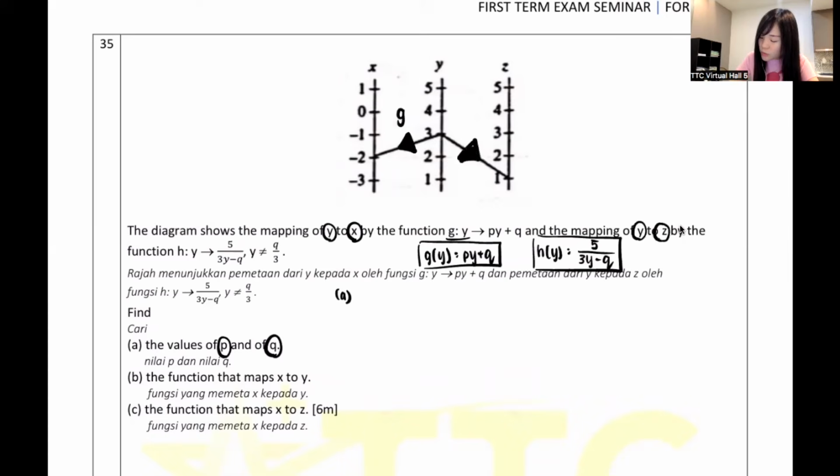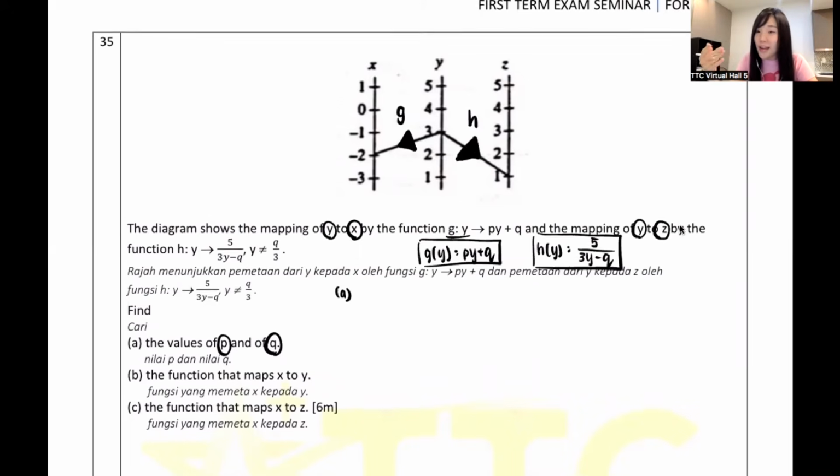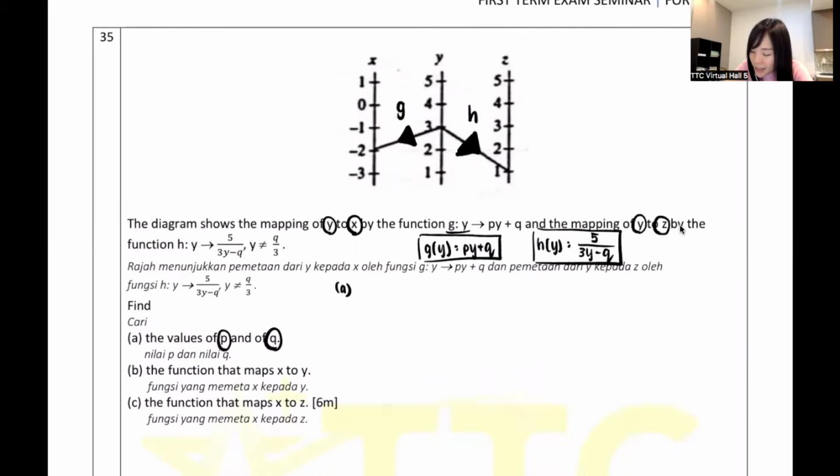So y goes to z, isn't it function h? Okay, so far like that. So with this, now we can start to write. Listen, I put color for you. Can you see this color? Good. Can you see the starting is 3? I realize my 3 crossing the g will get -2.